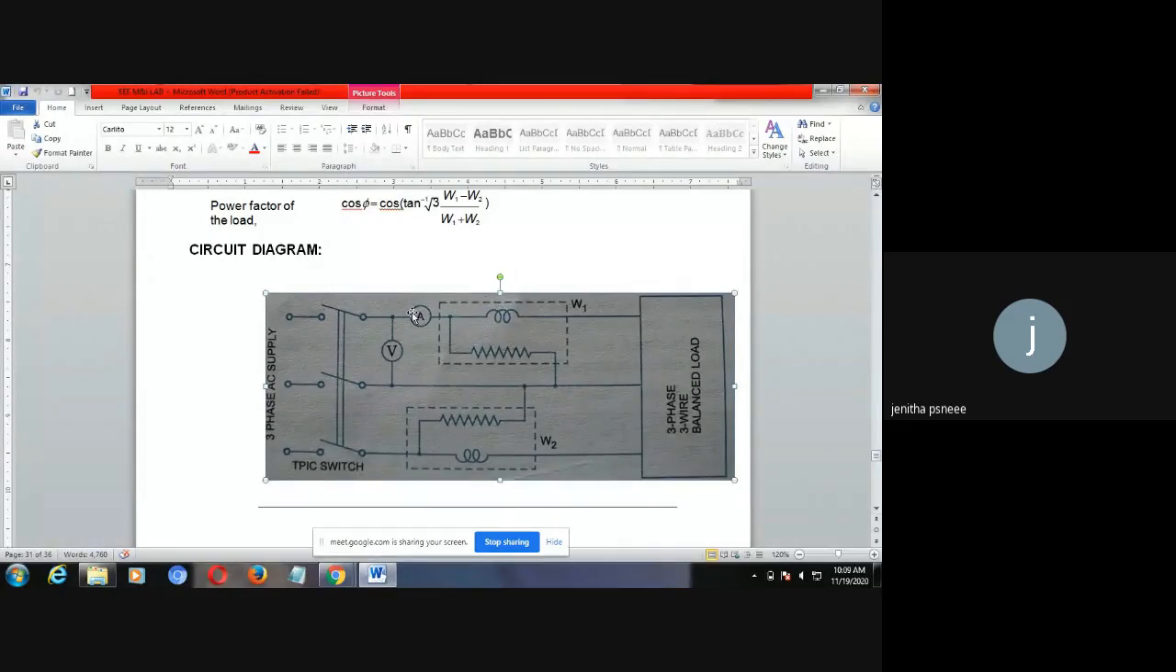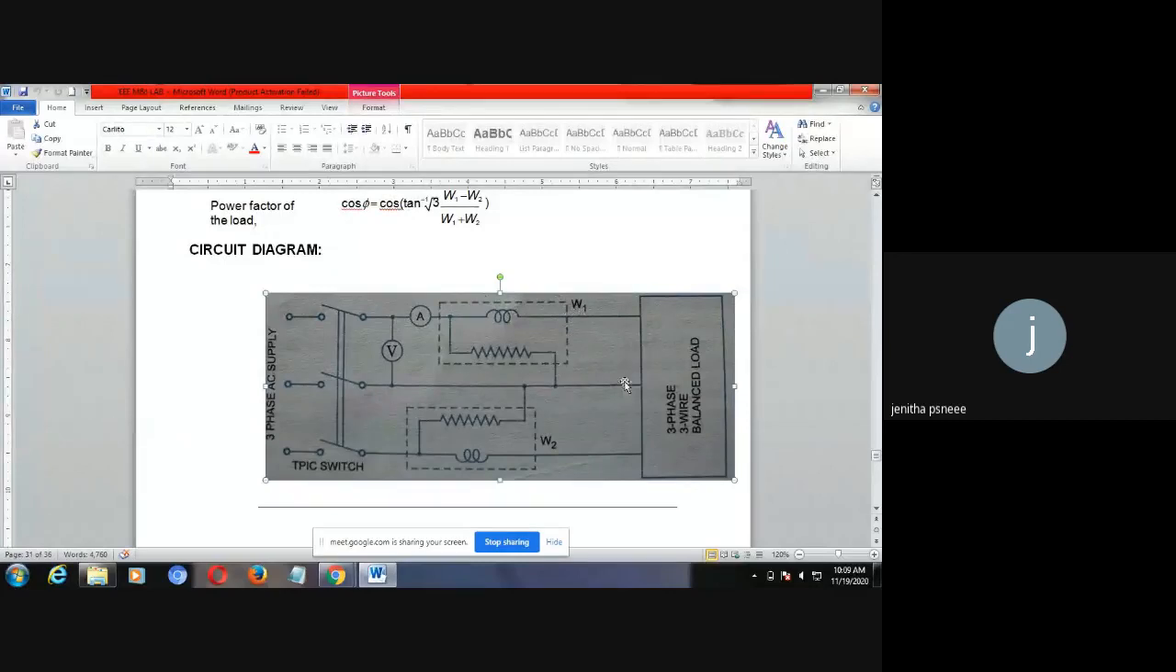Here you are using a 3-phase supply, and in the 3-phase supply you are finding the power. What is the power it is drawing? Power means the formula V into I. So in the wattmeter we find the product of both voltage and current.